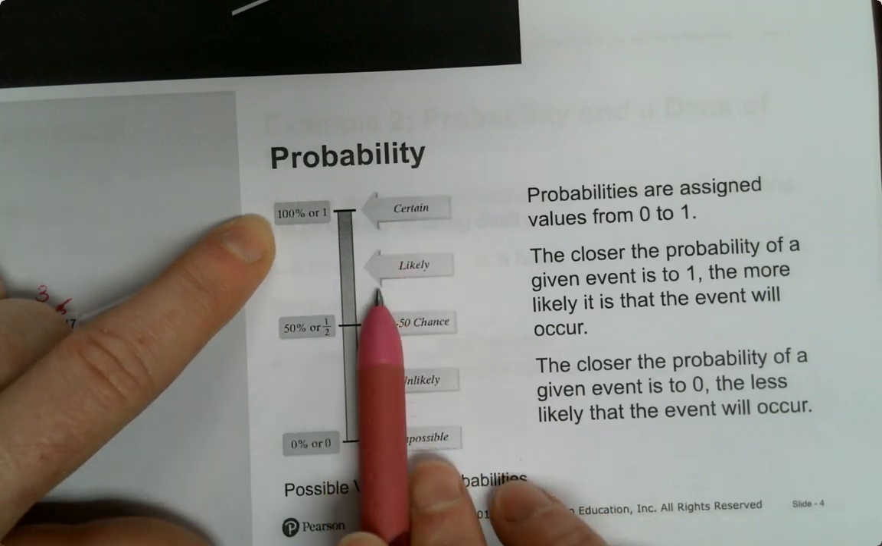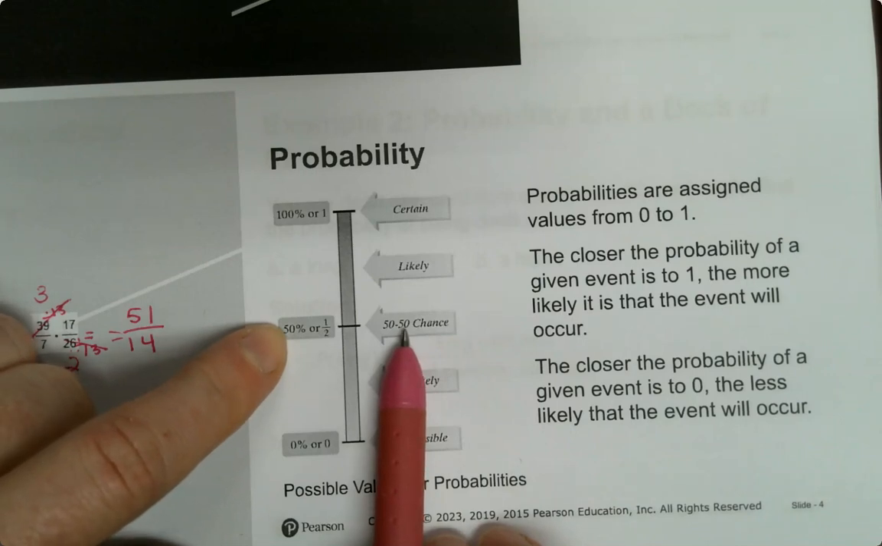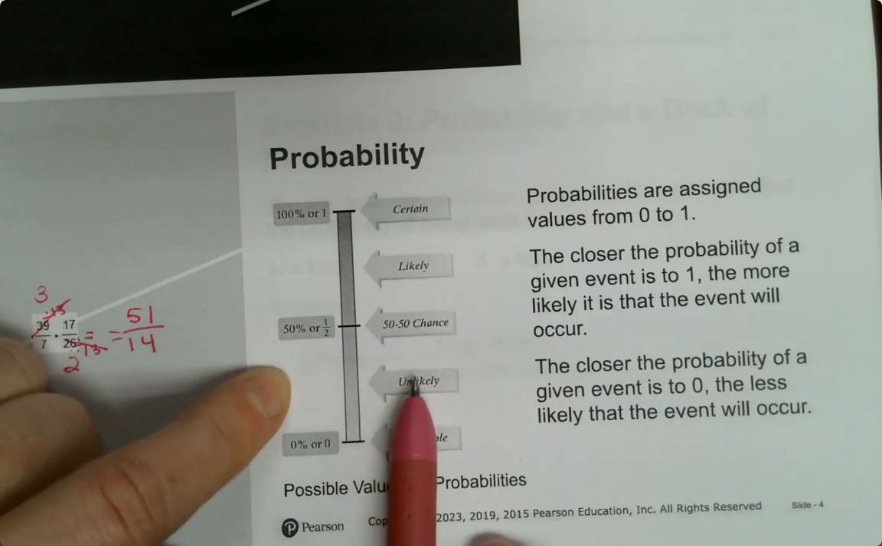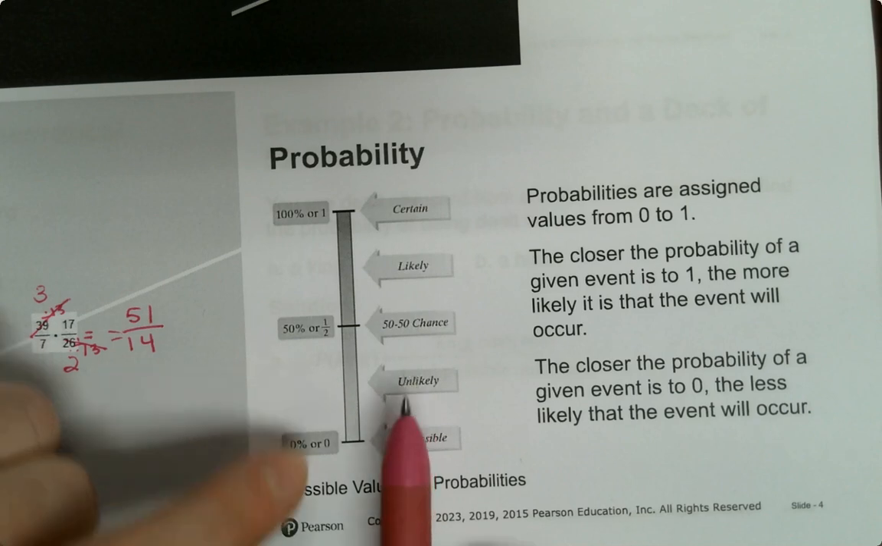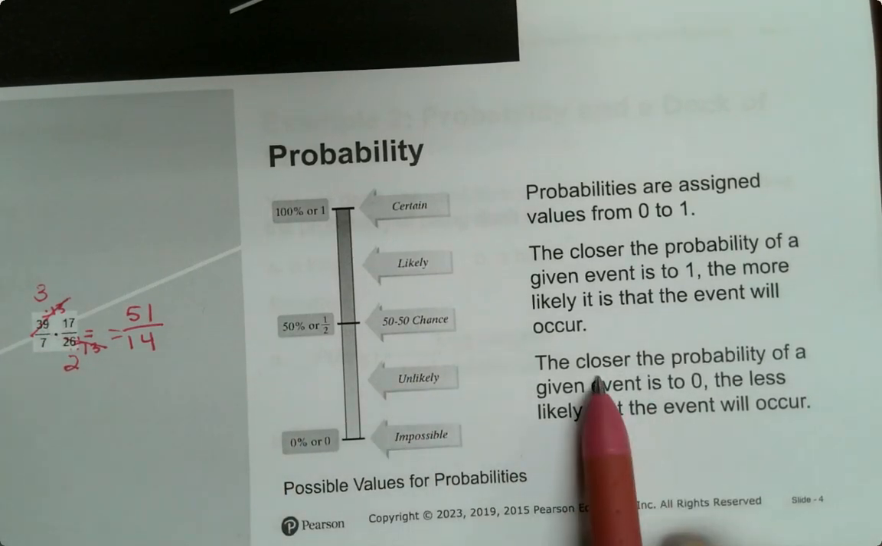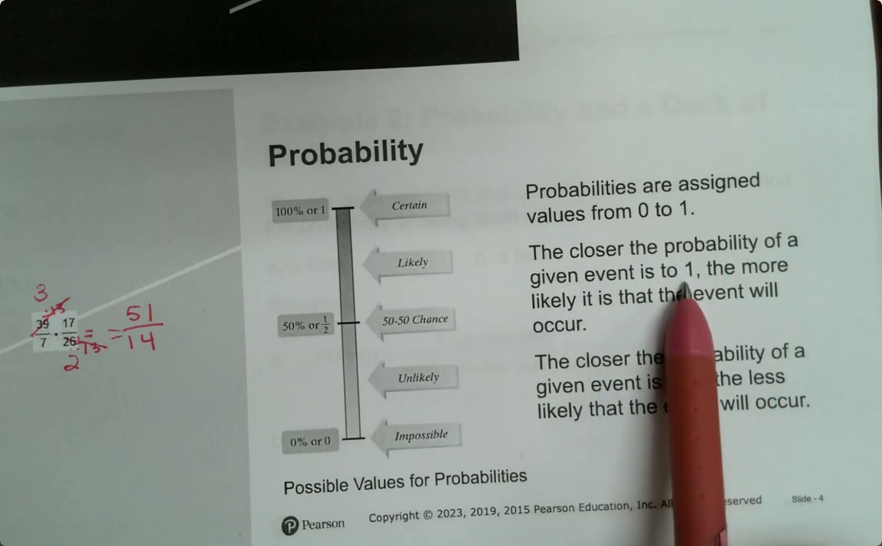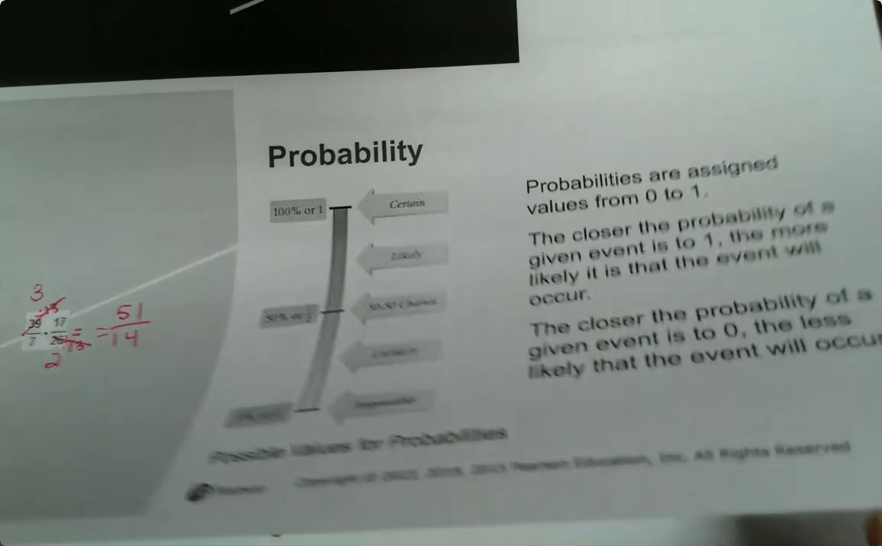Then as you go down your number line, you get likely. 50% is like a 50-50 chance, 50-50 shot. And then below 50 is unlikely, and 0 is absolutely impossible. So the closer the probability is to 0, the less likely that an event will occur. And then the closer it is to 1, the more likely it will occur.